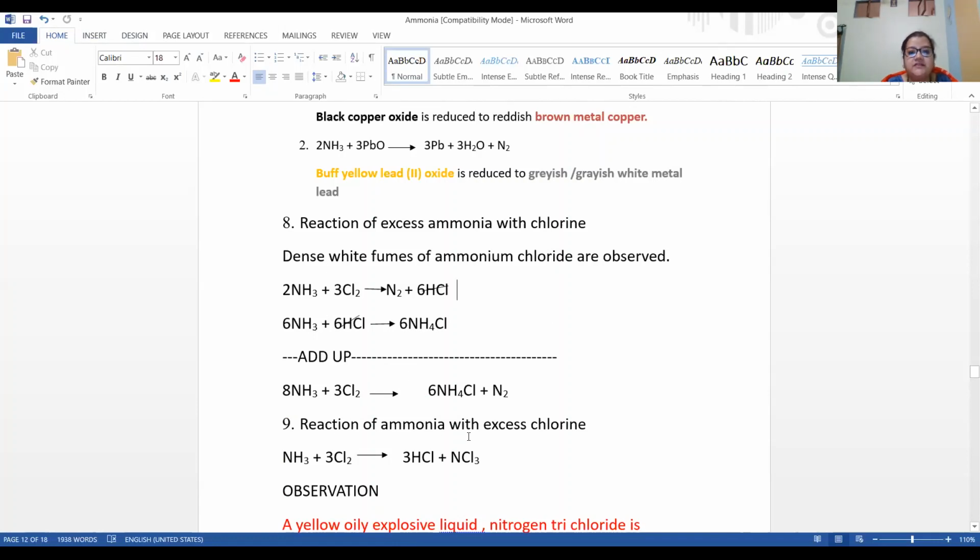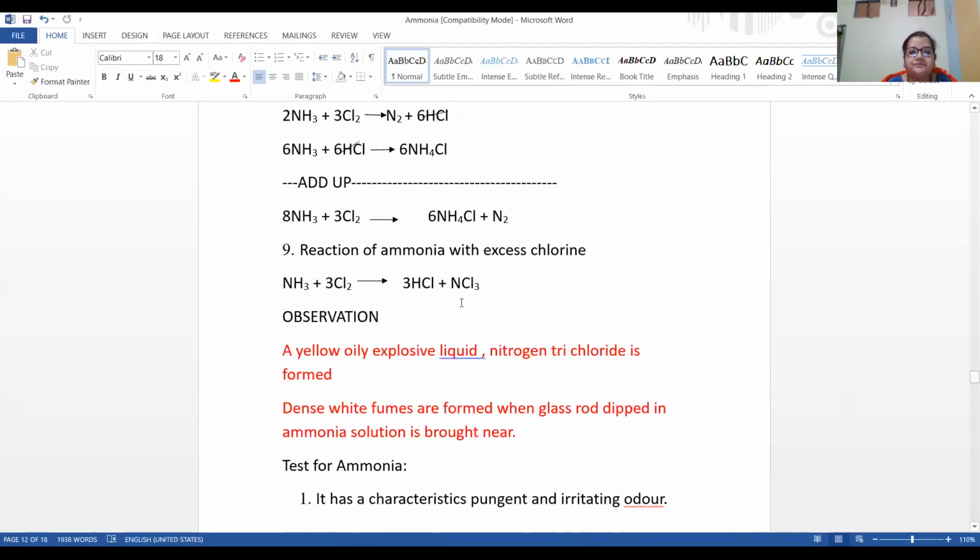Now, reaction of ammonia with excess of chlorine. This is also very simple. This gives you nitrogen trichloride, not trinitrogen chloride, because nitrogen is only 1 and chlorine is 3 atoms. Therefore, nitrogen trichloride is formed. And what is the observation? Yellow, oily, explosive, viscous liquid. Dense white fumes are formed when a glass rod dipped in ammonia solution is brought near it, because there is also HCl that comes out. Therefore, these two are the observations over here.